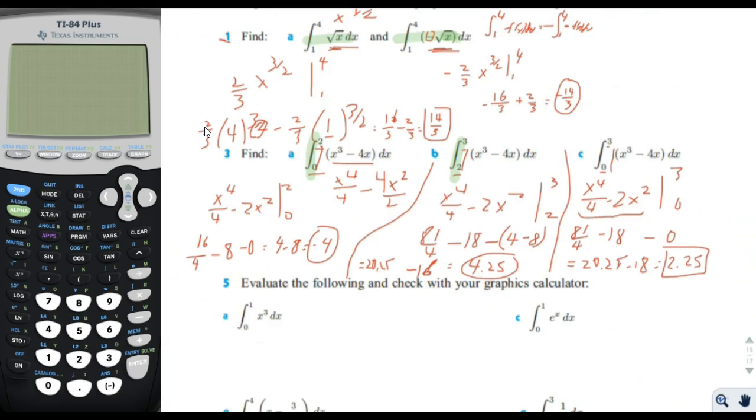Okay, so now let's check. Is 2.25 equal to, it should be equal to this plus this, and that is not true, right? Because negative 4 plus 4.25 is 0.25. So there's an error here somewhere.